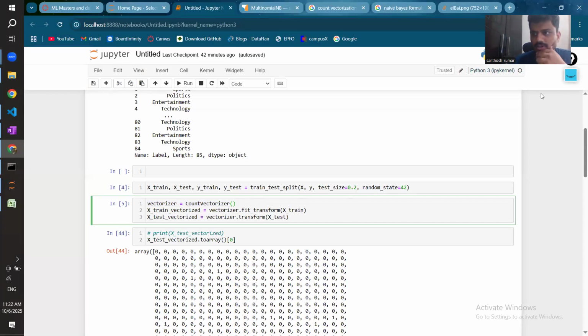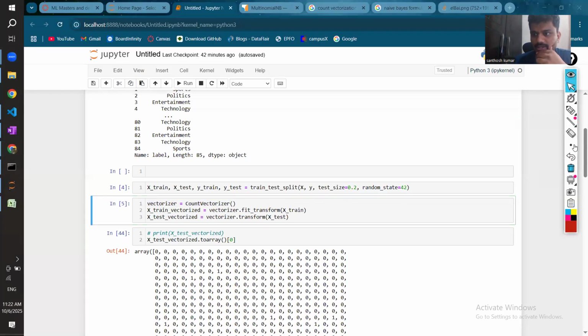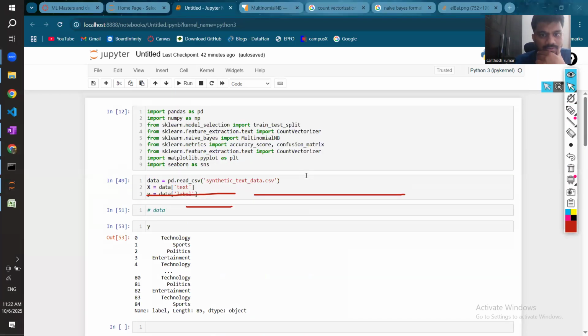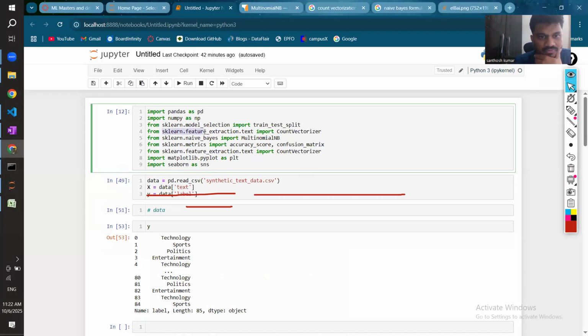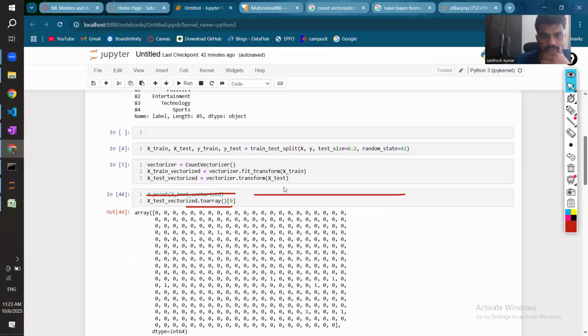Okay, so what we have done is just divided the data into X train and Y train, and then initialized the count vectorizer. From where did we get this count vectorizer? From sklearn.feature_extraction.text, the count vectorizer is sitting in this. And for naive Bayes, here we are using multinomial naive Bayes, which sits inside sklearn.naive_bayes.